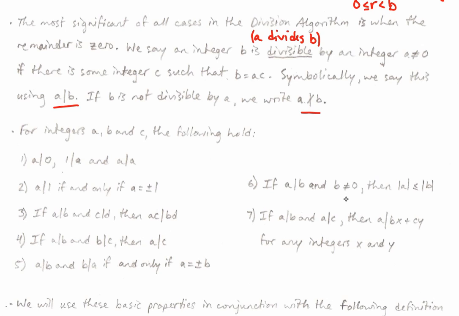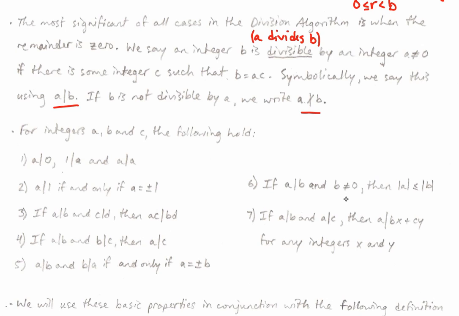Property number 6, if a divides b and b is not 0, then in absolute value, a has to be less than or equal to b. And that makes sense because saying a divides b means that we need to multiply a by something to get b. So a should be either the same as b or it's going to be smaller than it in absolute value.